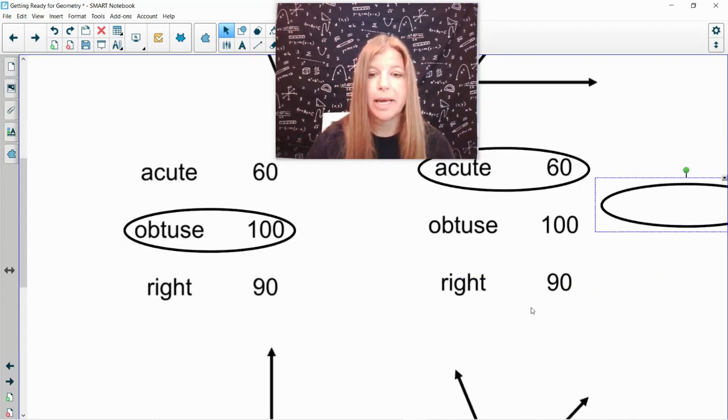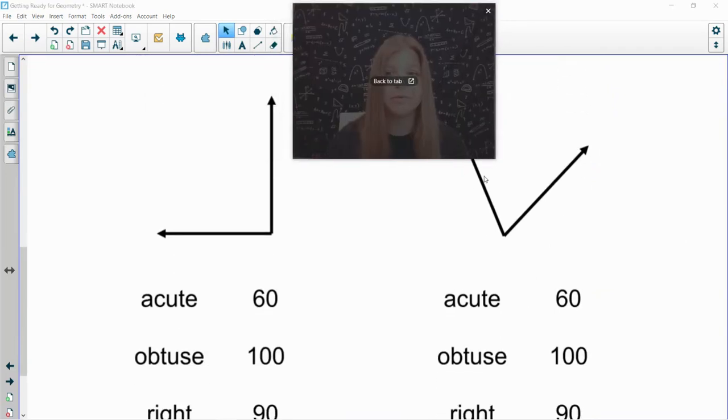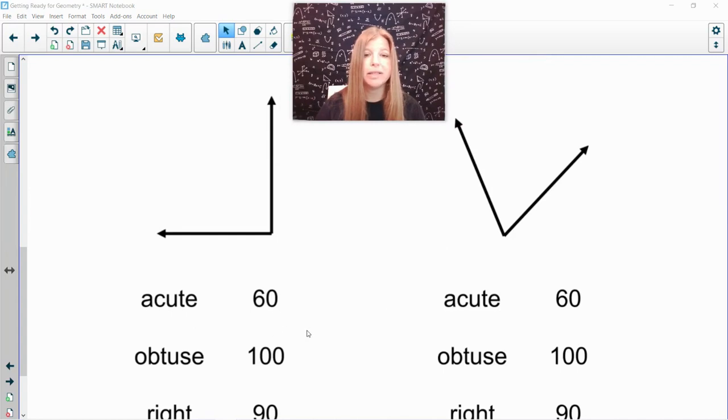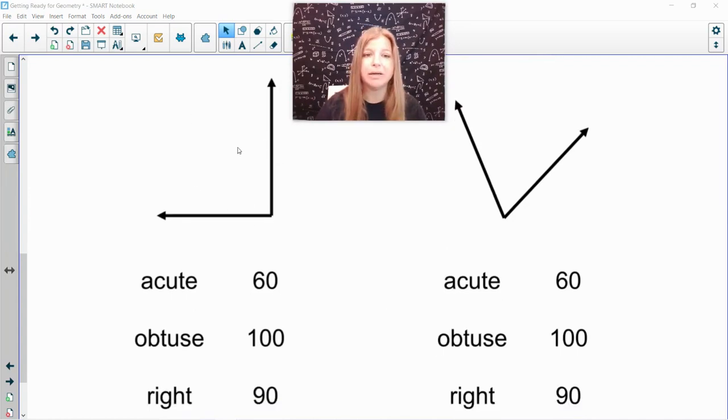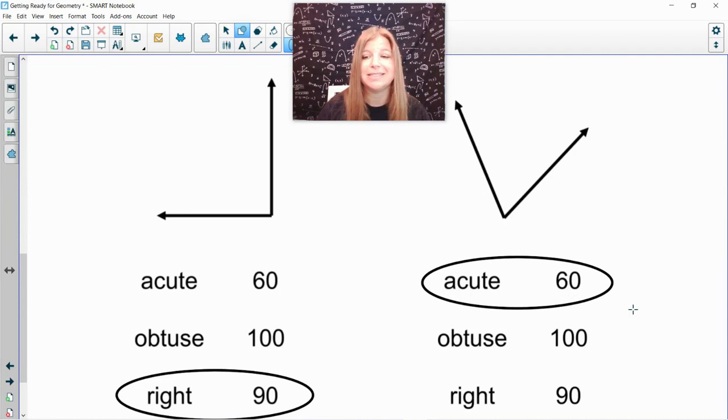Excellent. Okay, next two. Over on the left here, let me move my screen just a bit. Over on the left, I see this angle right here. That looks like a perfect right angle, you guys, a perfect corner. So for that one, we would say it's right. So it's most likely 90 degrees. Every right angle is 90 degrees. And my estimation would be that definitely looks like a right angle. And then the last one looks like it's smaller than a right angle, which means that it must be acute. And the only acute angle option here is 60 degrees.